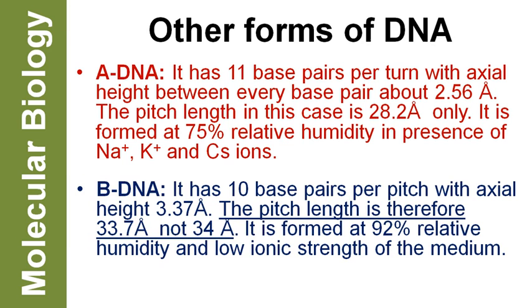The B-DNA that we have discussed, by a careful observation, the axial height was found 3.37 angstrom rather than 3.4 angstrom, and the pitch length 33.7 angstrom rather than 34 angstrom. It is formed at 92% relative humidity. That is, relative humidity is higher and ionic strength of the medium is low.